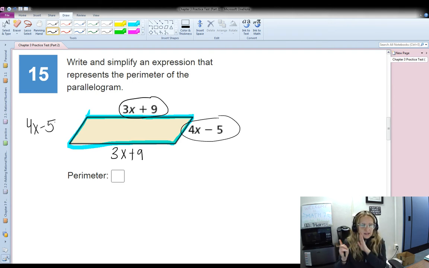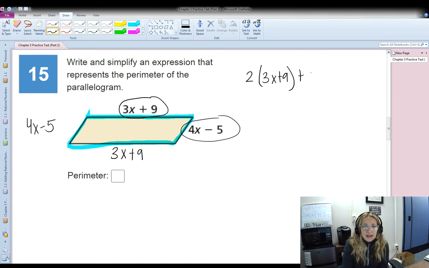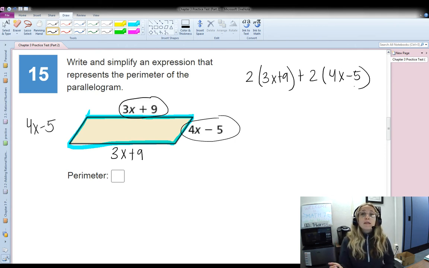Or I could simplify it, okay? And I know that I have 2 of the 3x plus 9s, right? I have 2 of those. And then I have 2 of the 4x minus 5s, right? So you see here, we are simplifying it using multiplication. So from here, this is our expression. But this is not simplified because there's still like terms and there's still parentheses. So we got to simplify this.